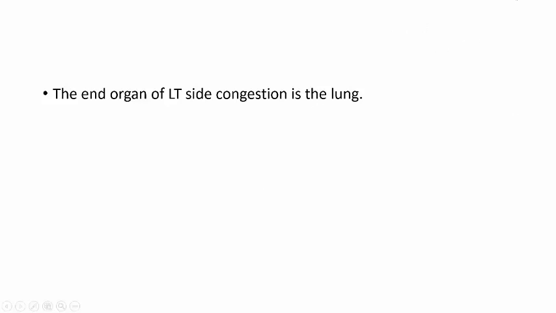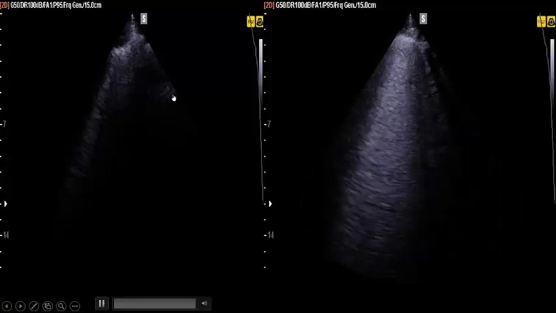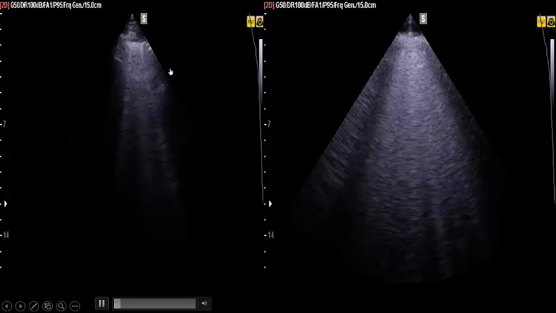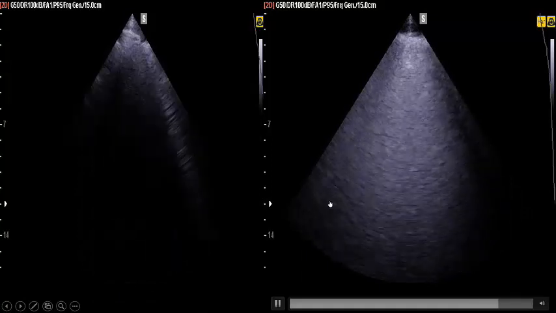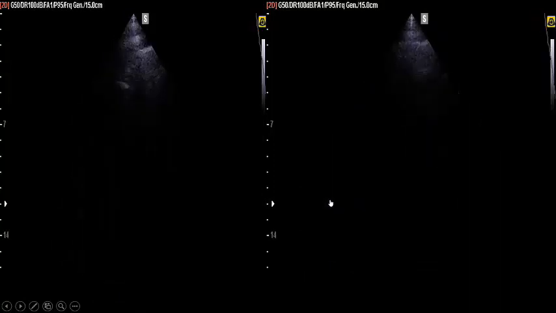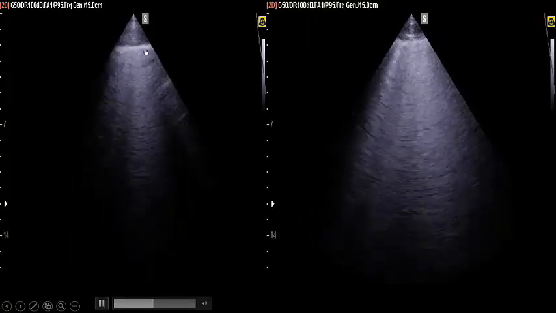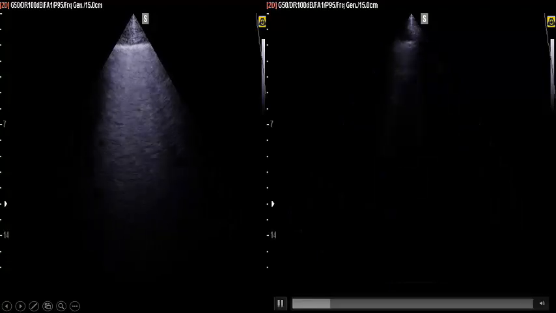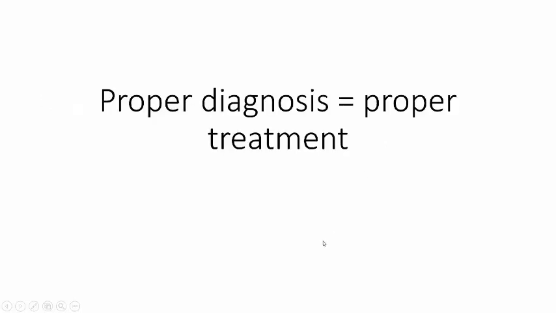What is from the advanced critical care point of view? You need to look for the end organ of the left side congestion, which is the lung. I went to the lung and saw a lot of B lines with clean pleura. I didn't see any subpleural consolidation, any black area below the pleura. Despite extensive B lines all over the lung, the pleura is clean without subpleural consolidation, so it's cardiogenic pulmonary edema.